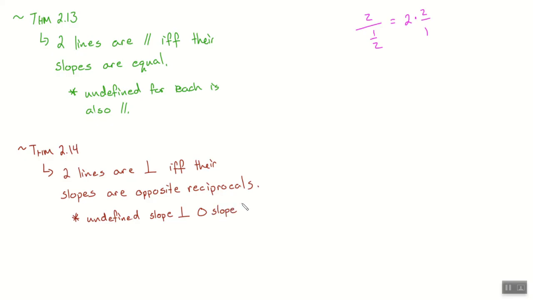Now, we can't really say that it's an opposite reciprocal because you can't really tell me what's the opposite reciprocal of 0 over 10. It's not defined. It's not a number. Okay. With this, very specifically, just as a quick little example, if I have M1 that is equal to 3/2.